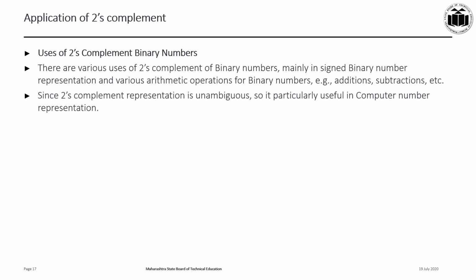What is the application of 2's complement? We saw it is used in signed binary arithmetic. There are other various uses of 2's complement of binary numbers, mainly in signed binary number representation and also in other arithmetic operations like addition, subtraction, multiplication and so on. Since 2's complement representation is unambiguous, as we saw that 0 can be represented in only one way, whether you consider minus 0 or plus 0, there is only one representation for 0. So it is particularly useful in computer number representations. So these are the applications of 2's complement.